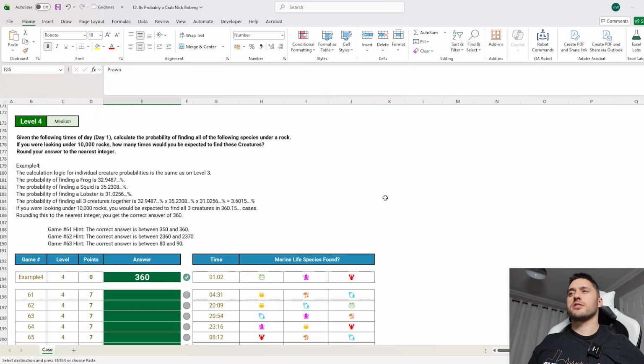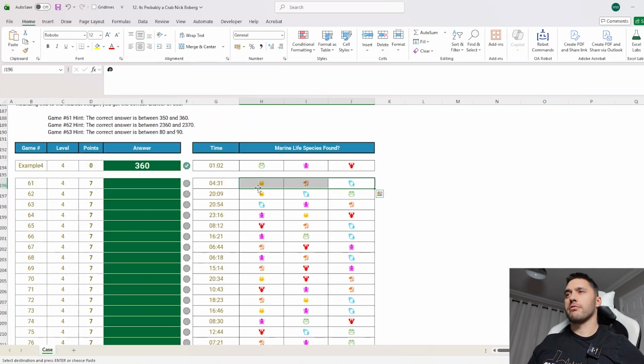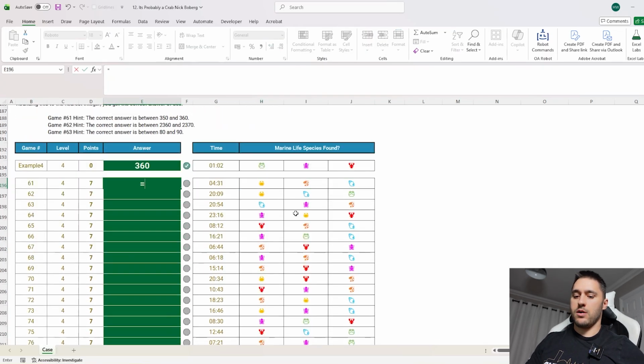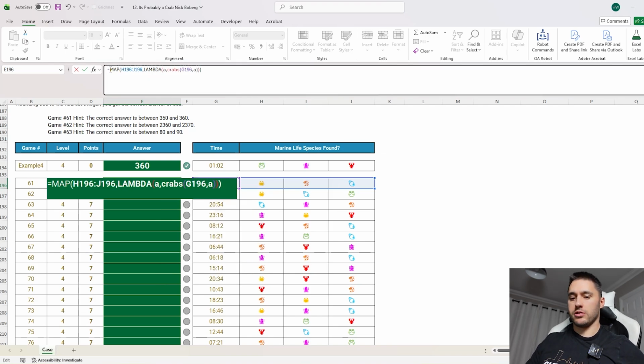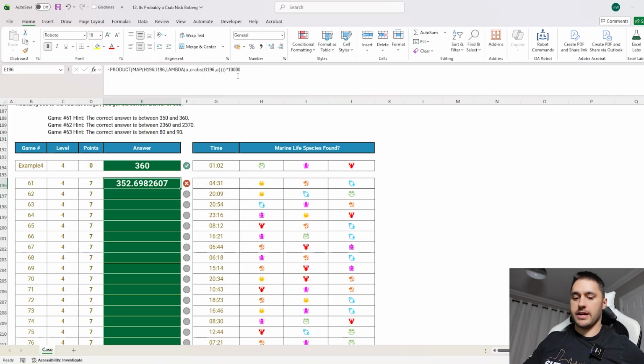Then question 4 is asking us to get the probability of finding all 3 of these creatures. So for that, we just need to do the probability of all of them. So we can say map that array, lambda A, and then I just want to do crabs of the time there and our array. We want to wrap the whole thing in product to get the percentage chance and times by 10,000. And again, we'll need to add our rounding robot command on there.